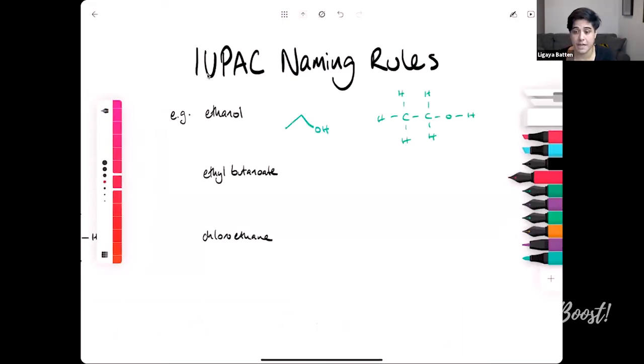We'll use a different color for the next one. Ethyl butanoate. This is going to be an ester that has an ethyl group on one side and then the butanoate group on the other side. So ethyl is going to be CC. And then you've got the ester group here. And this is butan. So we've got 4 carbons in a row surrounded by hydrogens.